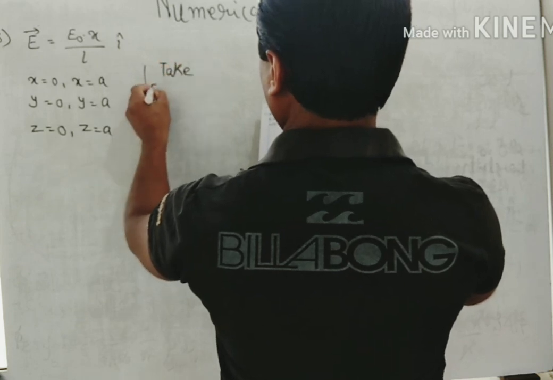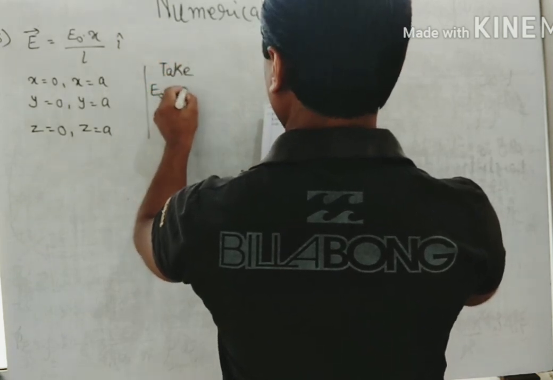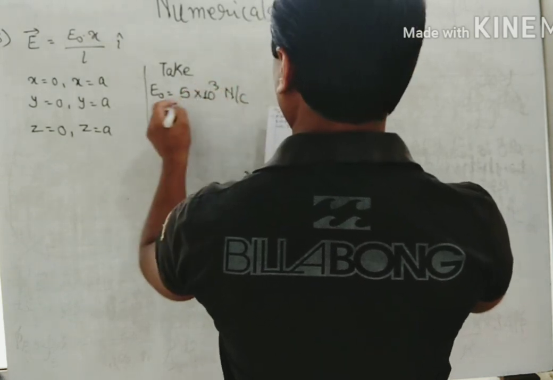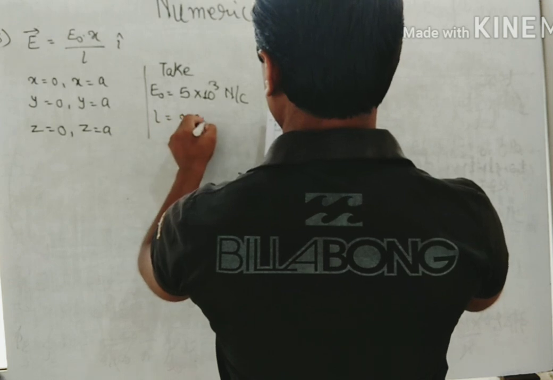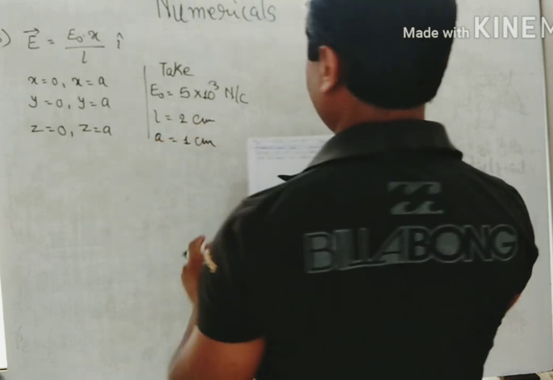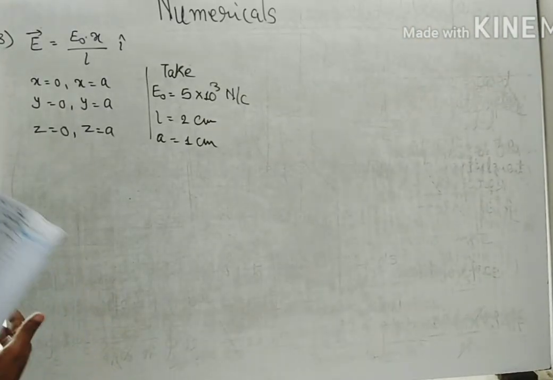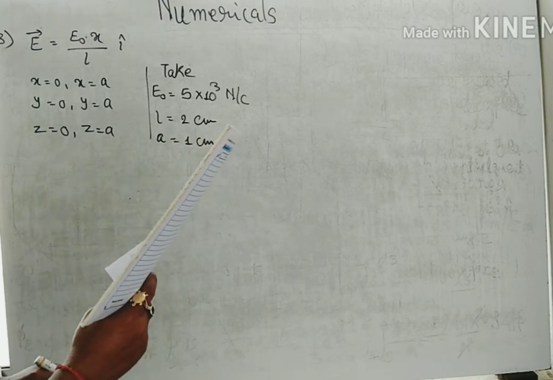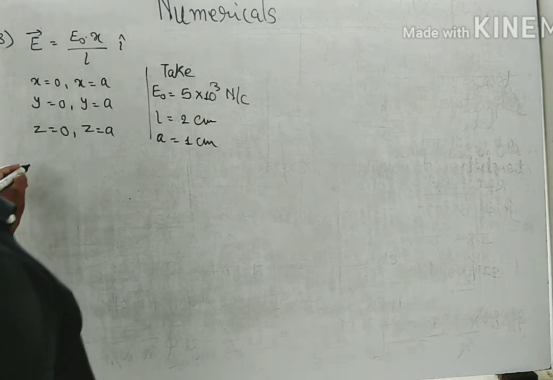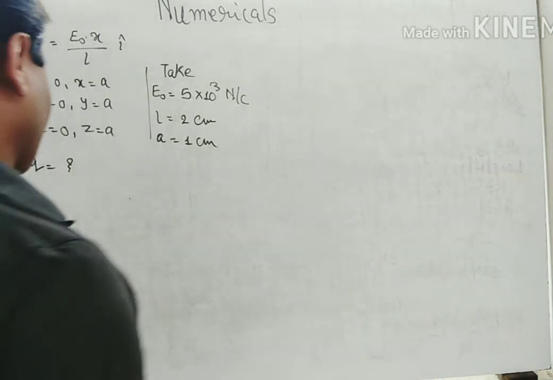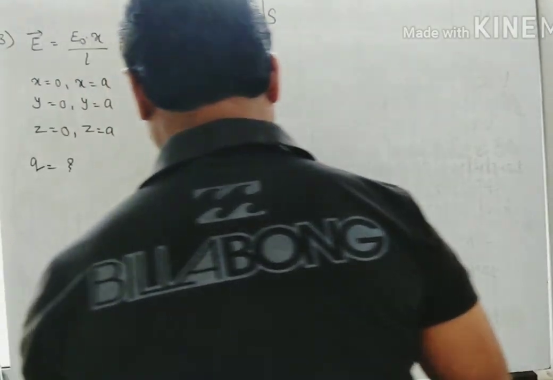Take E naught to be given to be 5 into 10 power 3 Newton per Coulomb. L is given to be 2 centimeter and a is given to be 1 centimeter. So these are the given information in the question. Now the question is demanding from us the charge contained in the cubical box that we need to calculate. Okay, so let's begin the solution part of this question.